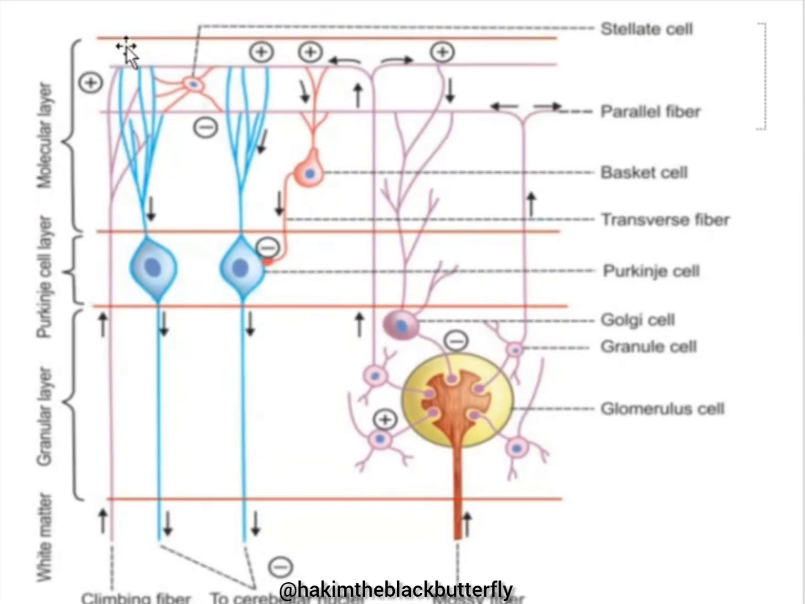So you have the outer molecular layer, the middle or intermediate Purkinje cell layer, and the deepest, which is the granular layer. After the granular layer, you go to the white matter of the cerebellum, which is the cerebellar medulla. Those are the layers of the cerebellar cortex. It's made up of 3 layers.